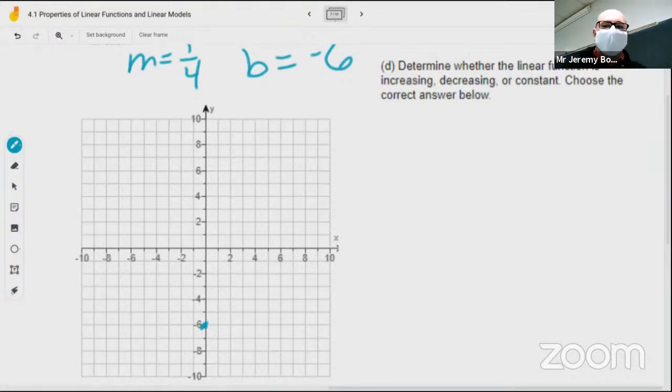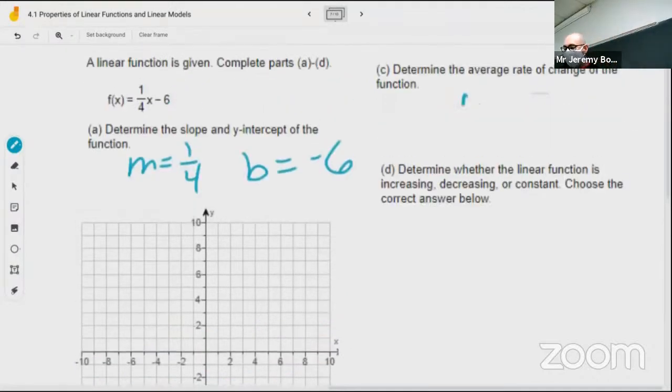Now that slope means that it goes up 1 for the y and over to the right 4. So 1, 2, 3, 4. So we're going to have a point right here. You could also go down 1 for the y and to the left 4. 1, 2, 3, 4. Get another point. But this is going to be our line. The average rate of change, once again, 1/4. Y changes 1, x changes 4.